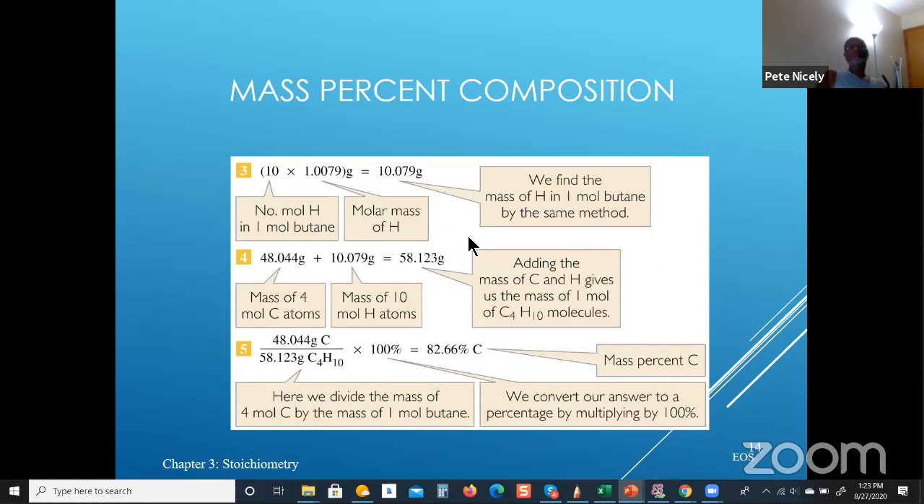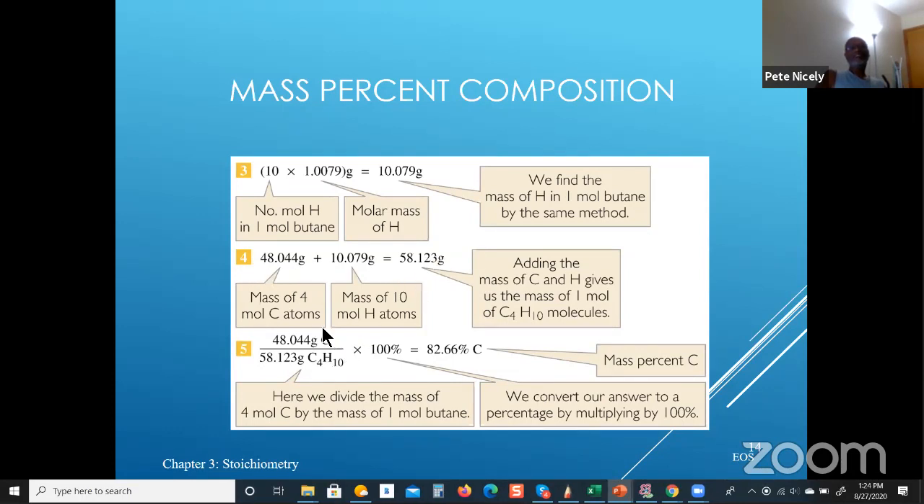Now, to get the total mass, we have to take the other element, which is hydrogen, take its molar mass, multiply by 10, and add it. Well, when we multiply, we get 10.079 grams, and then we add it to the mass of the carbons, and we get the total mass of the compound.